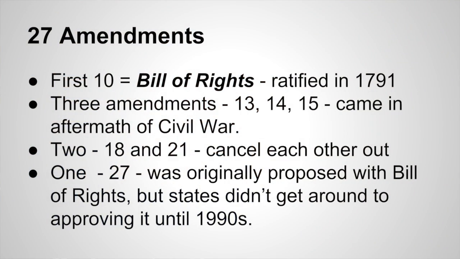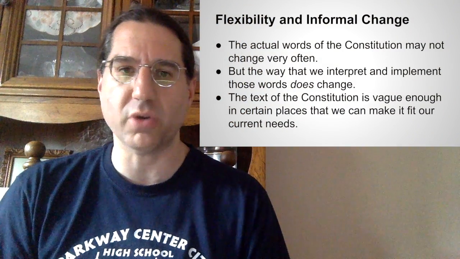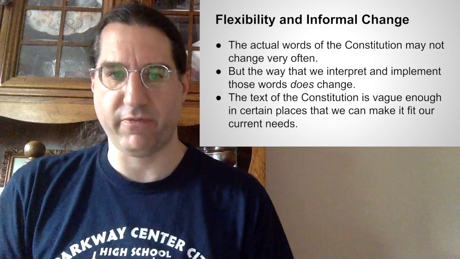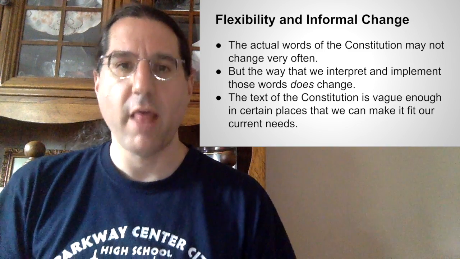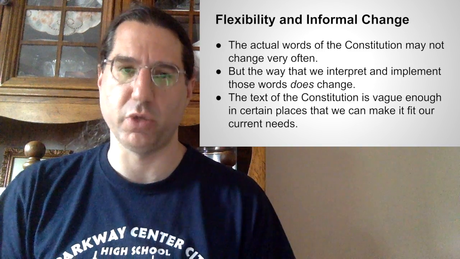So that gives you a sense of how hard it is to officially change the United States Constitution. But as you'll see when you look at the text, and as we'll talk about as we go into how the government works, the Constitution is written vaguely enough, with enough wiggle room, that the way we look at the Constitution has changed a lot over 200 years.